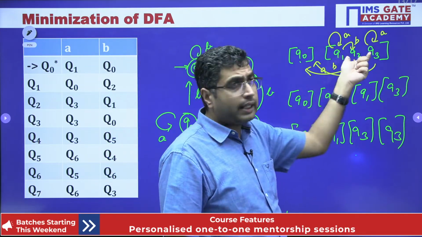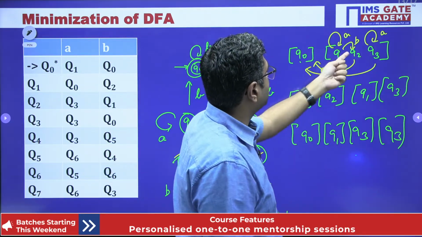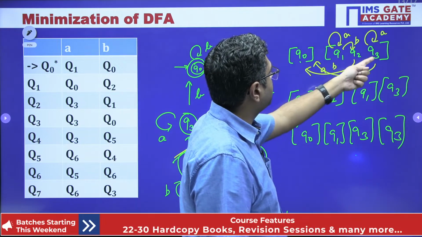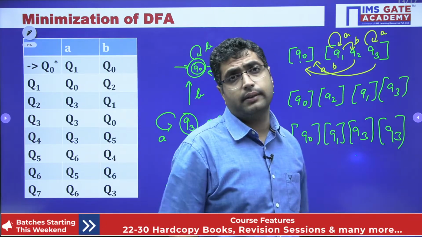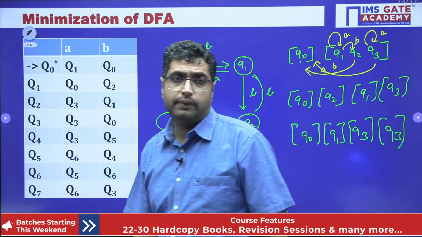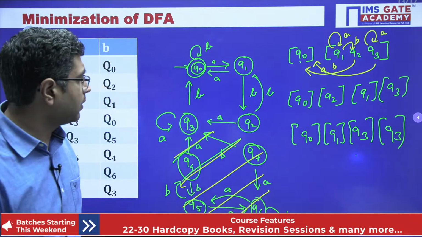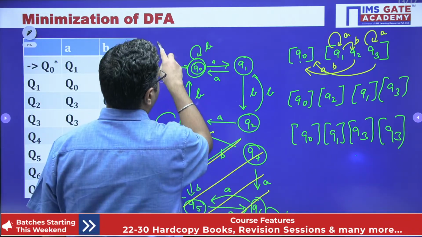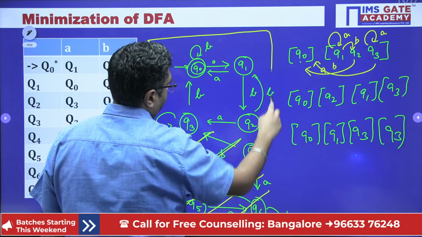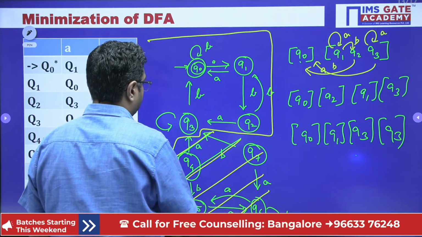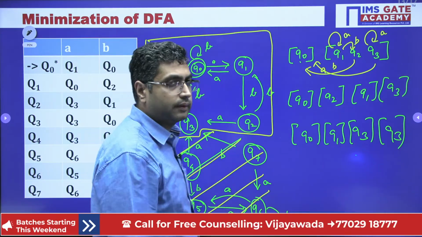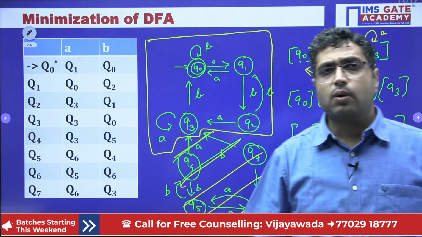Even Q2, Q3 cannot be merged. Why? Because Q2 on A is going outside and Q3 on B is going outside. So therefore they are also different. So this is what you get, and the minimized DFA will be this much. This will be your answer. Right? So that's all about minimization.